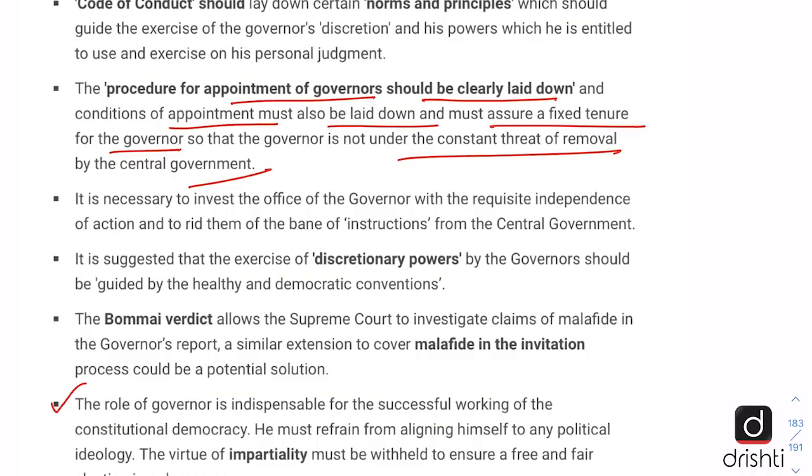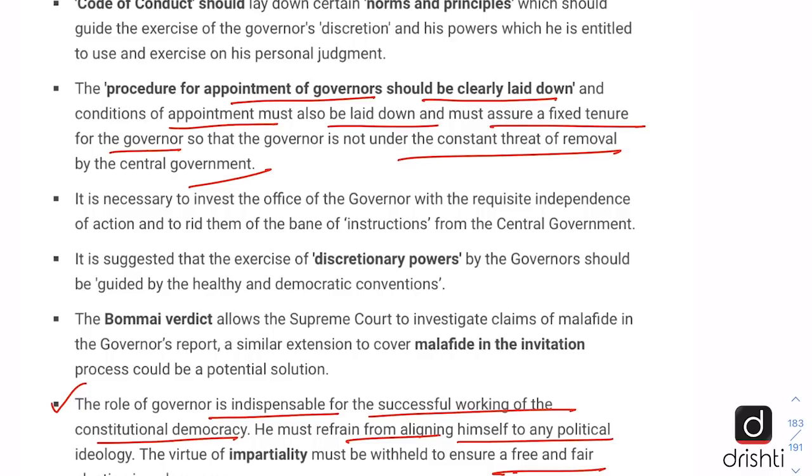Finally, the role of governor is indispensable for the successful working of the constitutional democracy, but he or she must refrain from aligning to any political ideology, and the virtue of impartiality must be enforced to ensure a free and fair functioning of the democratic institutions. So this was all in today's editorial analysis.